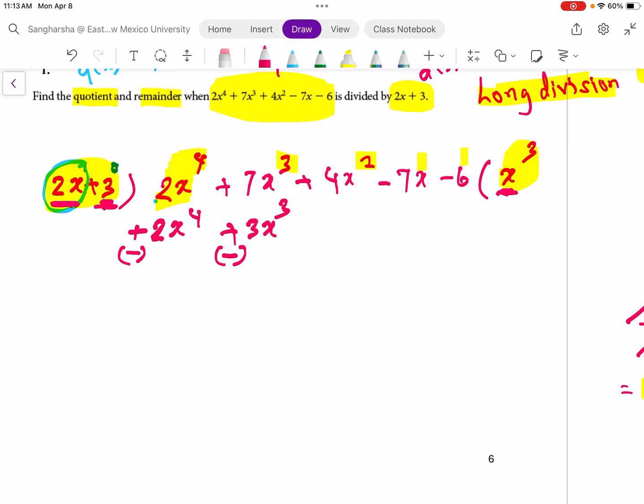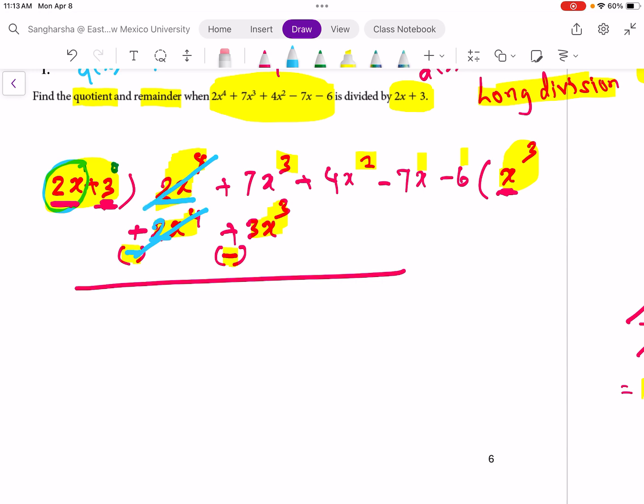If you have negative, you change to positive. Now we will be using this new sign. This negative is the sign for this 2x to the power 4. This negative is the sign for 3x cube. So we're going to use the new sign. We have 2x to the power 4 and negative 2x to the power 4. This cancels, right? So this is 0.